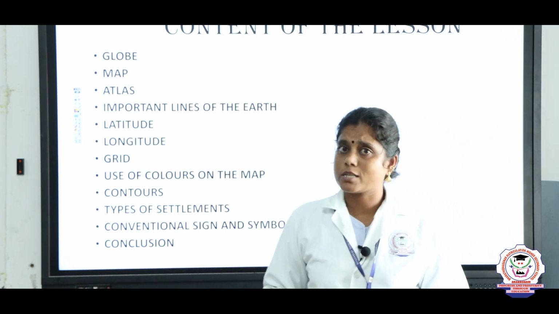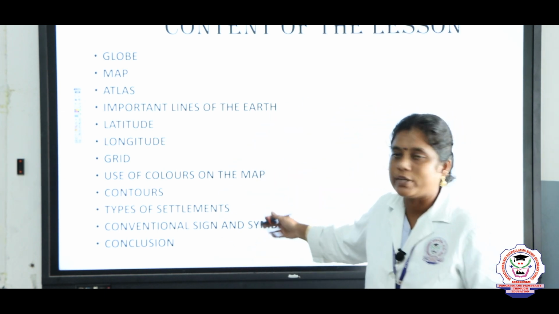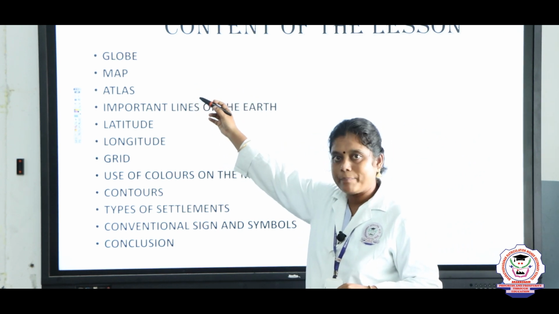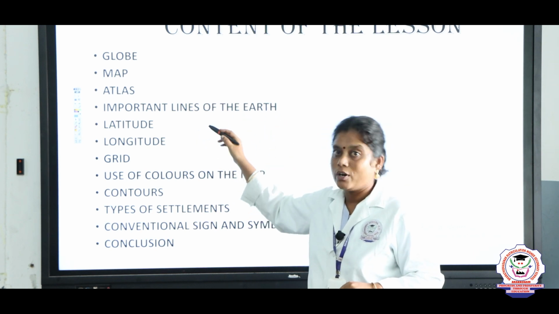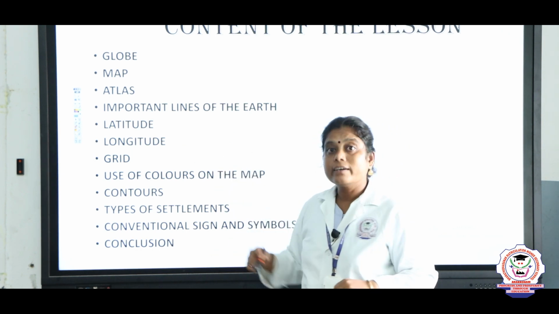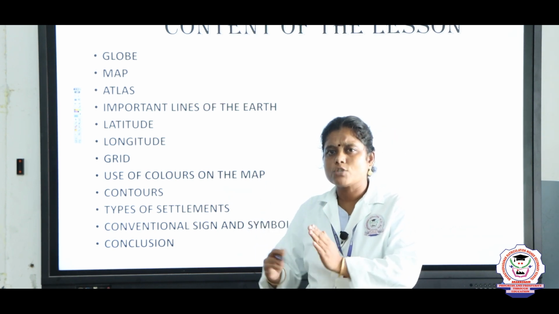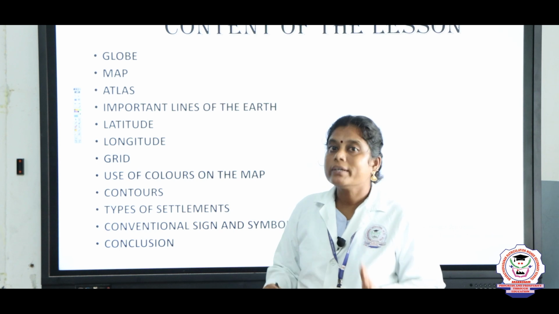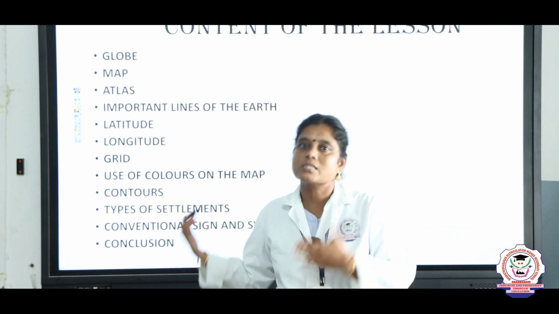Before we start a lesson, we have to know the content of the lesson. Let's see the content. The content of the lesson is: what is a globe, what is a map, atlas, the important lines of the earth, and latitude and longitude, both of which are imaginary lines. So what is latitude and what is longitude? And grid. What is a grid? And use of colors on the map. There are specific colors used on the map, so let's see what they are. Next, contour. Contours mean mountains and hills.